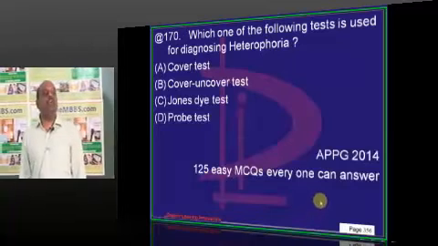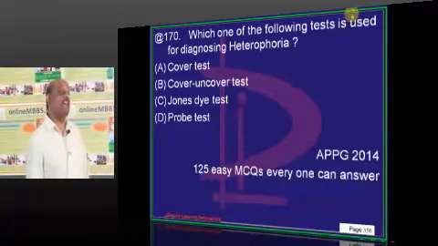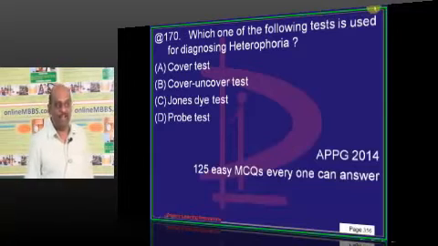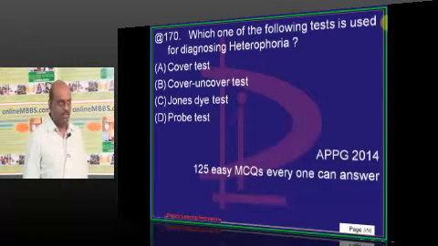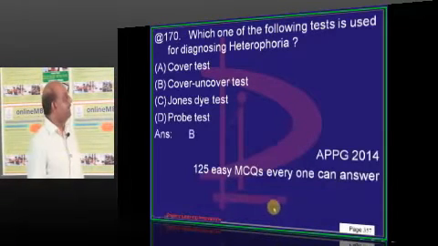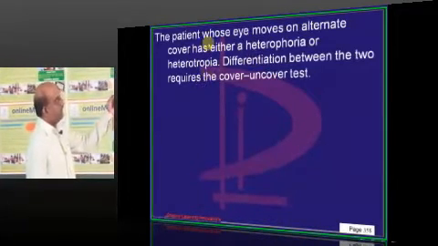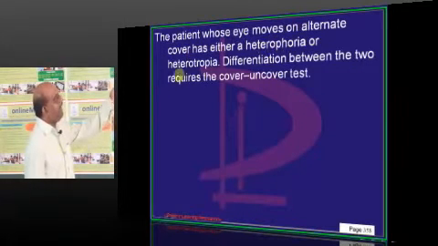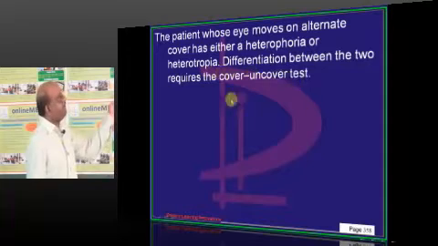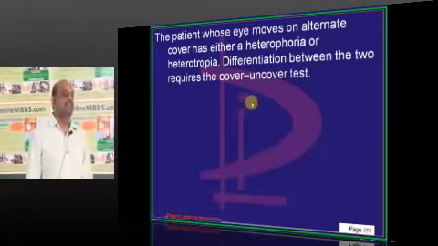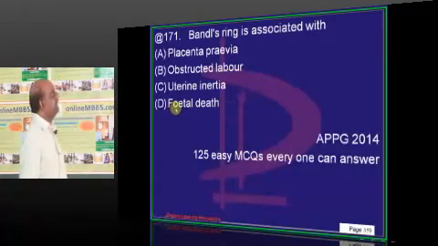To diagnose hydrophoria, what was your answer? Cover test or cover uncover? Examiners gave the answer as cover, only cover. No. Cover can differentiate tropias from phorias. The patient whose eye moves on alternate cover has either phoria or tropia. But differentiation between the two requires the cover uncover test. You can contest the answer.